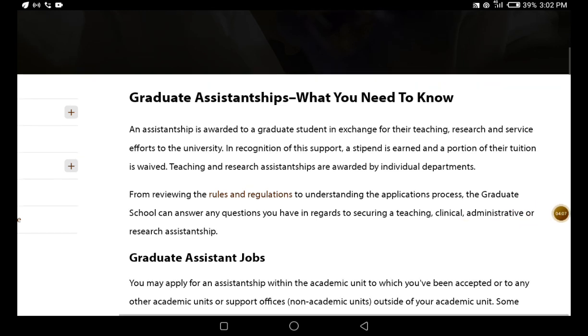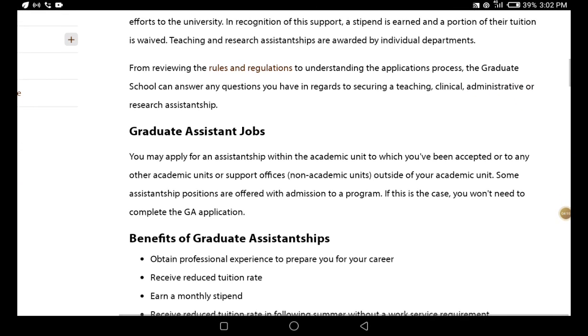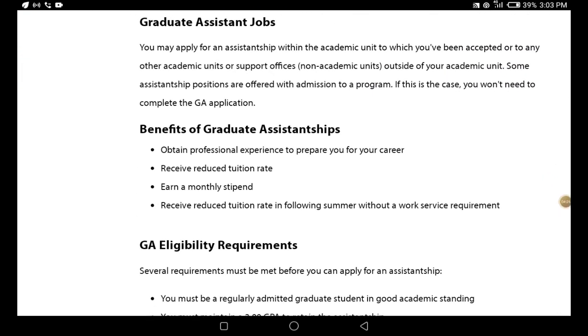Okay, so now we also have the graduate assistant job here. Here it says you may apply for an assistantship within the academic unit to which you have been accepted, or any other academic unit or support office, which is non-academic and outside of your academic unit. Now, here is where we have the benefit of you getting the graduate assistantship at this particular university. You are going to obtain professional experience to prepare you for the career that you are pursuing. You are going to receive a reduced tuition rate. You are going to earn a monthly stipend. So the tuition that is reduced is not part of the stipend that you are going to get.